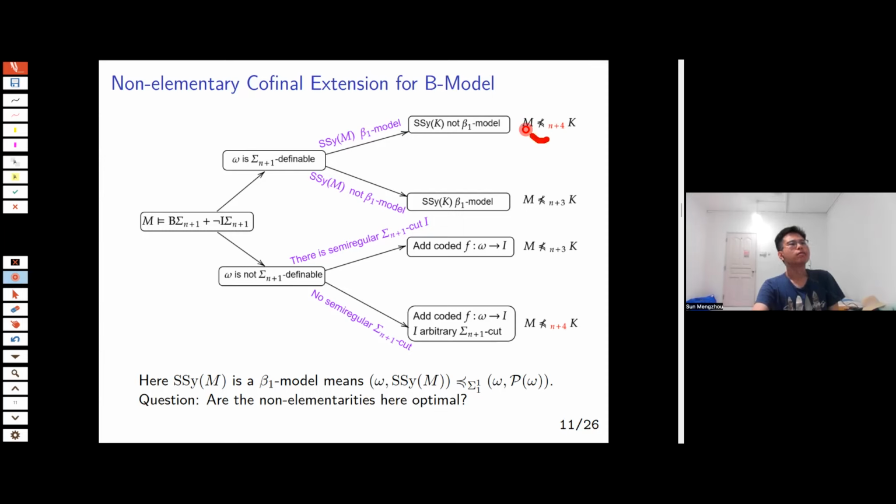And it's for this case. For this case, there is some model such that all of its cofinal extensions are Sigma_{n+3} elementary. Currently, we do not know the case of the last one. And to prove this, we need to introduce the last part, which is truth compressing.